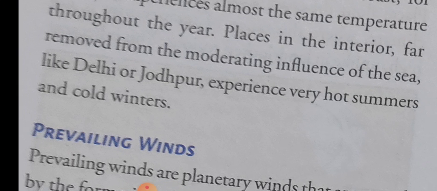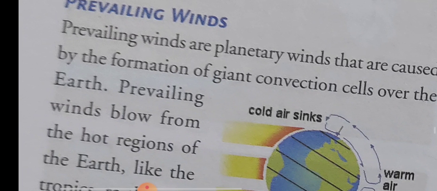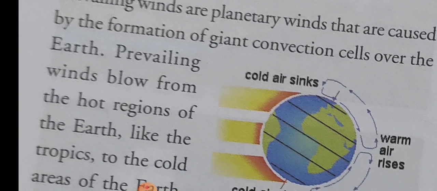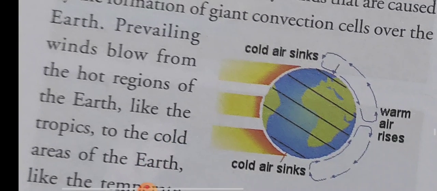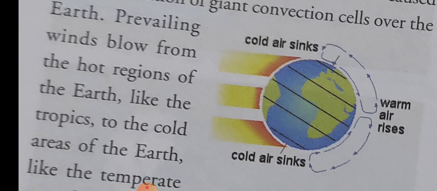Prevailing winds. Prevailing winds are the planetary winds that are caused by the formation of giant convection cells over the earth. You see this figure. Prevailing winds blow from the hot region to the cold region.